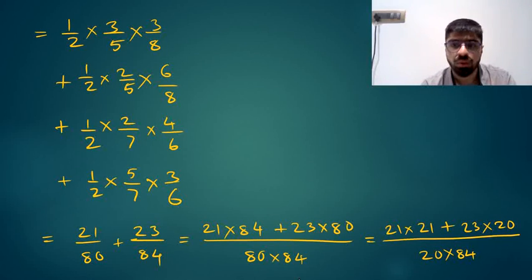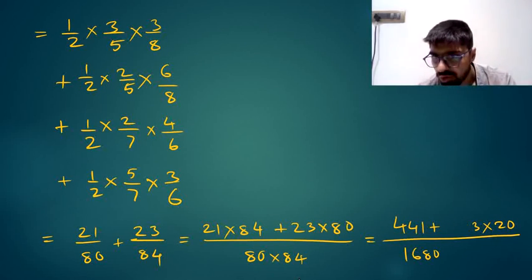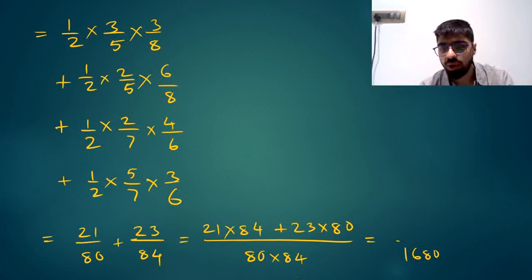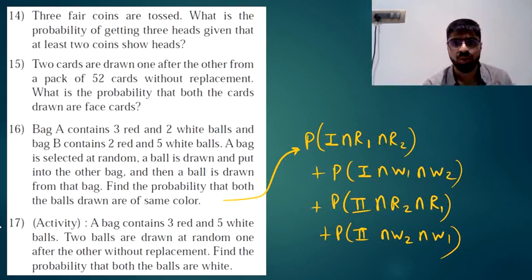Is there anything else we can do? No. So 84 into 20 will make it 1680 in the denominator. In the numerator, this is going to be 441 plus 460. So 400 and 400 making it 800, 900. So this is 901 upon 1680. A little bit of calculation involved in that, but the sum was actually an easy one because conceptually everything was quite straightforward. So that's how we are answering our 16th question.